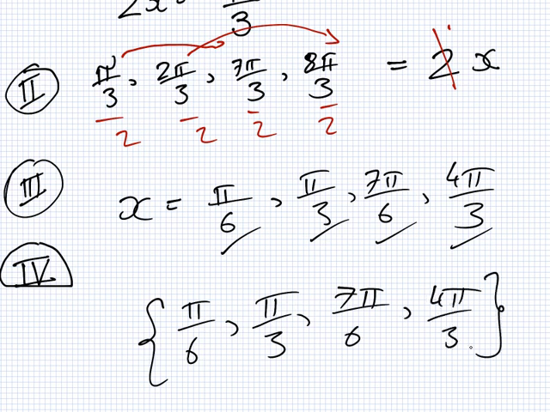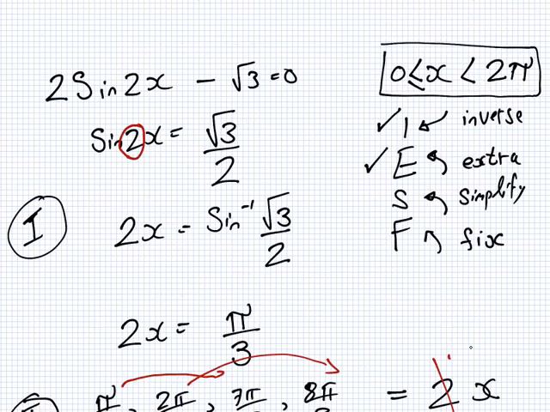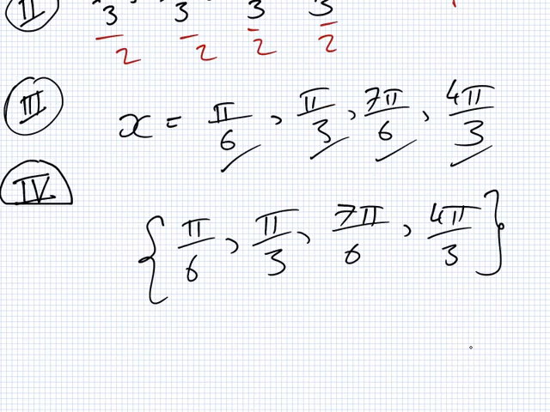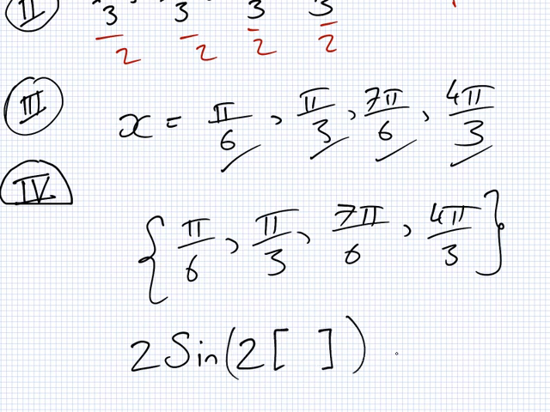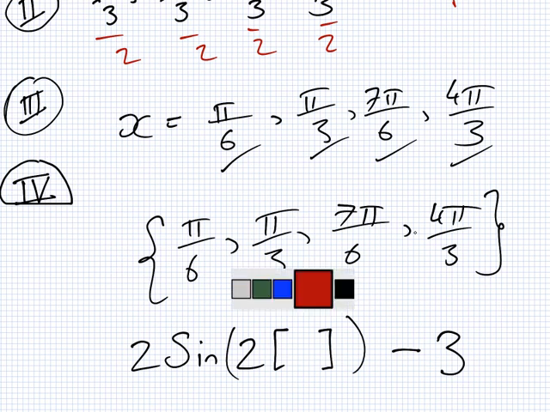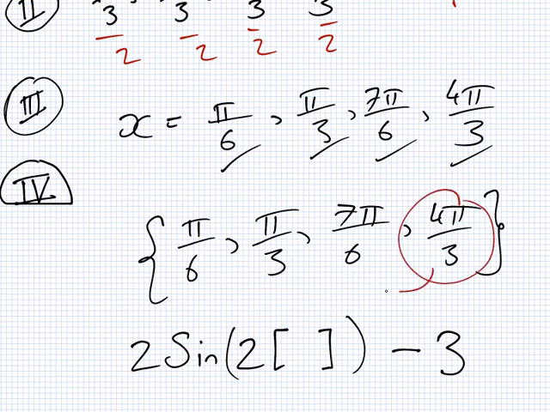You can actually check the answers here on your calculator. Any of these answers should make this equation 0 at the beginning. So what was the equation? 2 sine 2x, wasn't it? Minus 3. If we choose any of these answers and put it in, it should equal 0. And if you have a calculator, I'd like you to check.